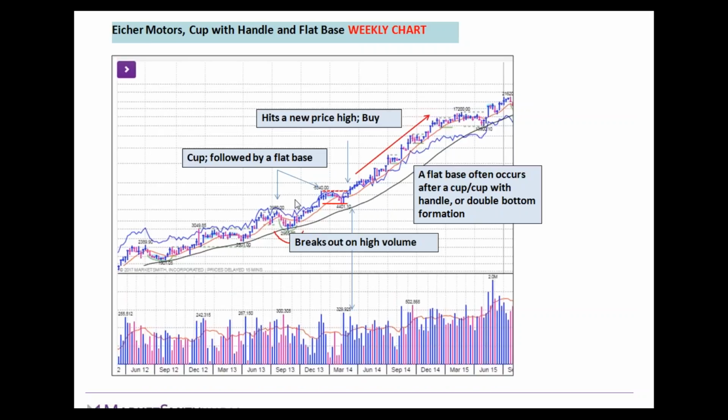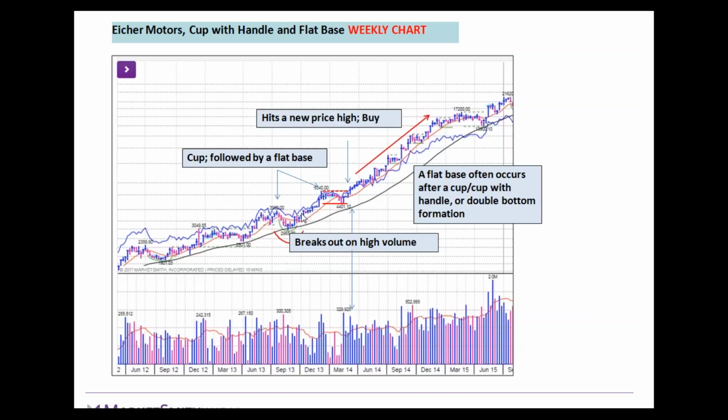So here is Eicher Motors. We mentioned that the flat base will generally happen after a cup formation. So here you see a cup formation. It makes a cup, it breaks out, it rallies for some time. Suppose you missed the stock, you didn't buy it at this time.